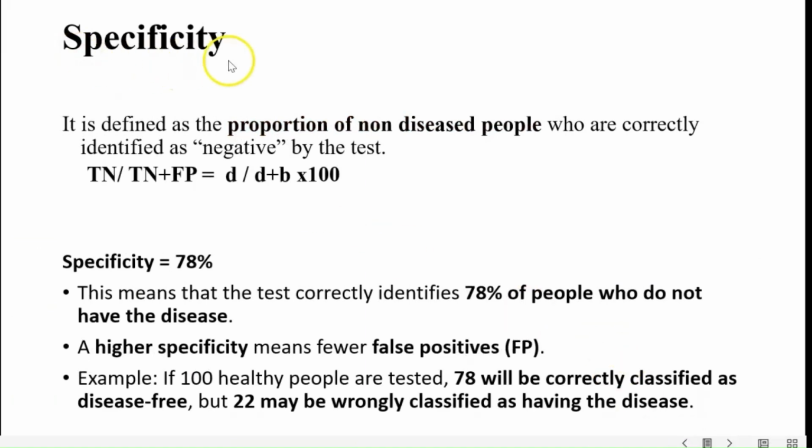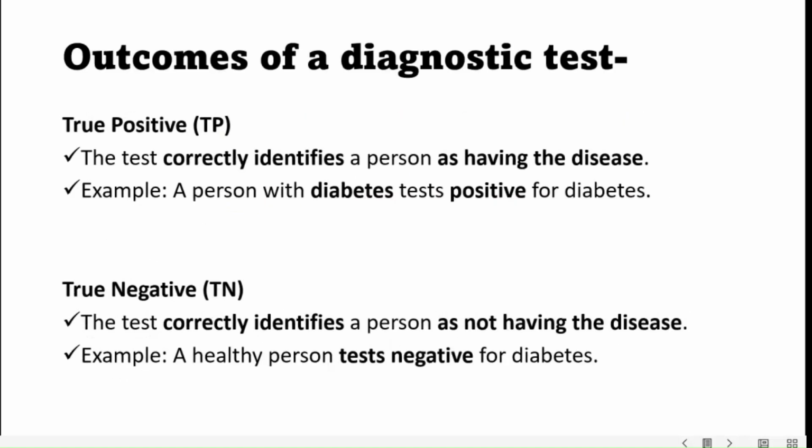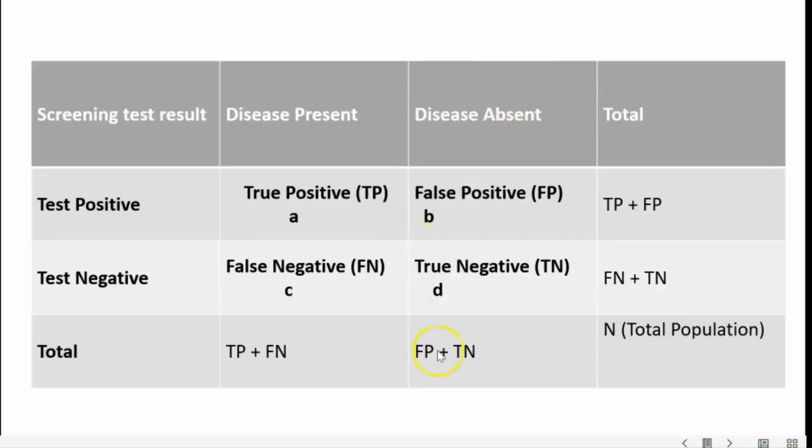Then next is the specificity. It is defined as the proportion of non-diseased people who are correctly identified as negative by the test. They are not having the disease, they are also tested negative by the test. So who are the non-diseased persons? This is the column of non-diseased people. So the specificity is the proportion of true negatives. So it is D upon B plus D into 100.